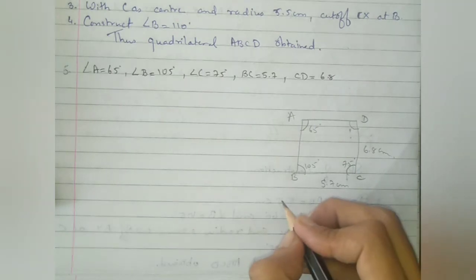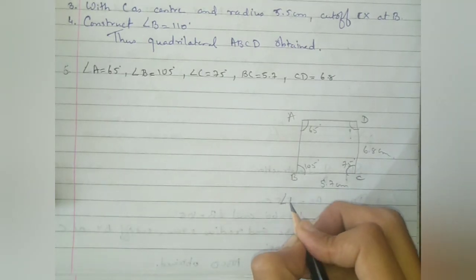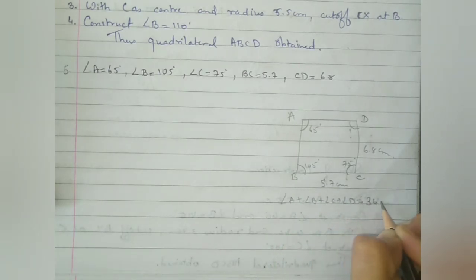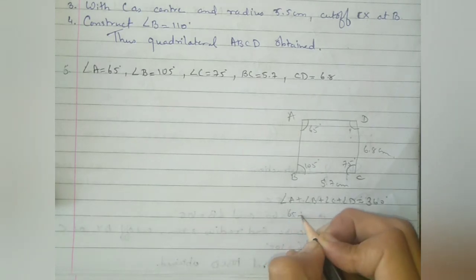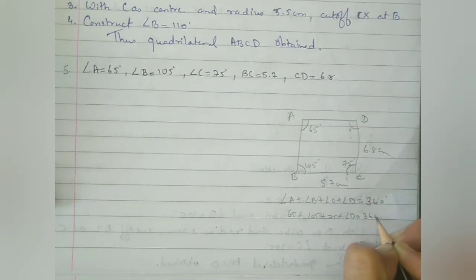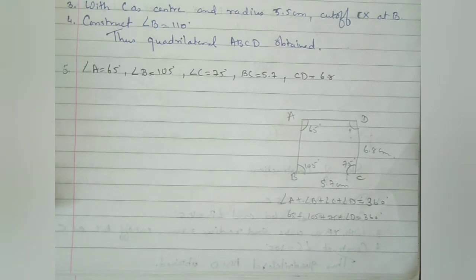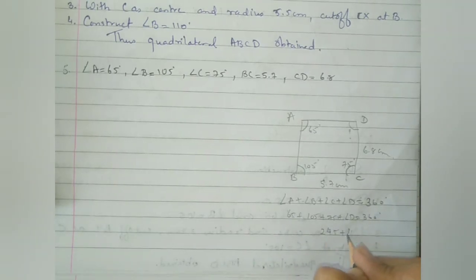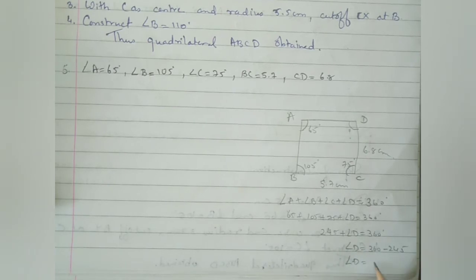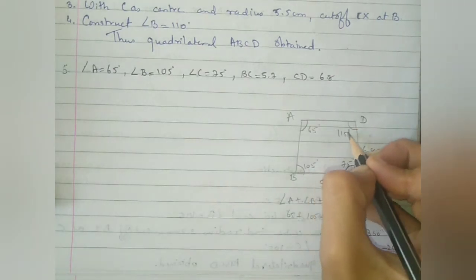Okay, for that we will just use angle A plus angle B plus angle C plus angle D equal to 360 degree. So angle A is 65 plus 105 plus 75 plus angle D we have to find out, so equal to 360. Now plus this, 245 plus angle D equal to 360. So angle D equal to 360 minus 245. So angle D equal to 10 minus 5 is 5, 6 minus 4 is 2, 3 minus 2 is 1. So angle D is 115 degree.